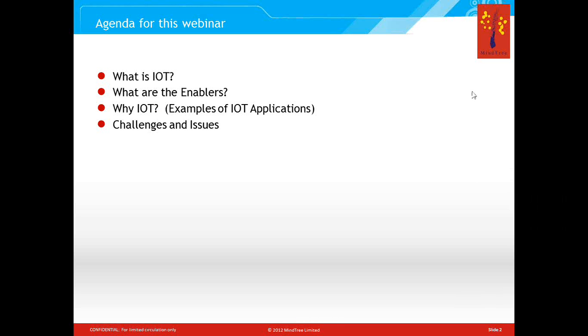The agenda for this webinar is this. We will see what IoT, or Internet of Things, is, and what is enabling the growth of IoT in general. We will also see many applications and examples of IoT. These examples will help us understand the IoT architecture and its benefits. We will also see some of the challenges that the industry will have to overcome to realize the goal of what we call ambient or pervasive intelligence, which is the ultimate goal of IoT.